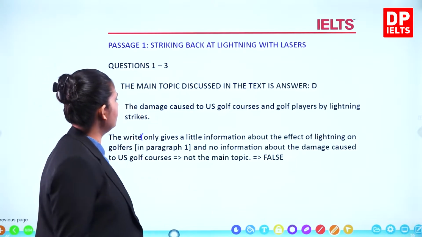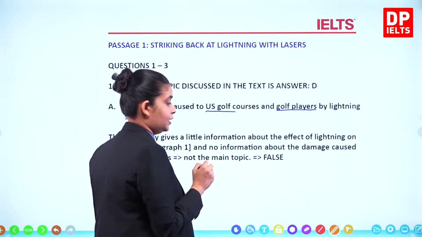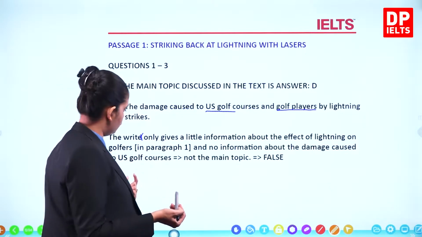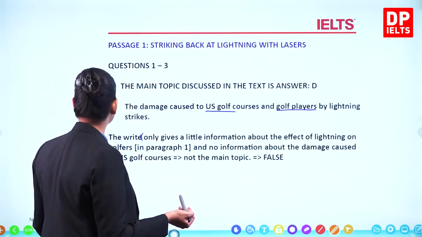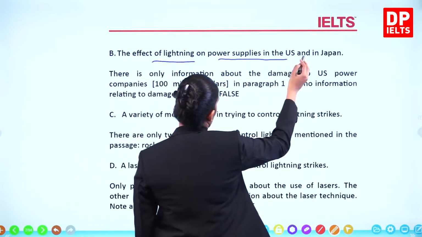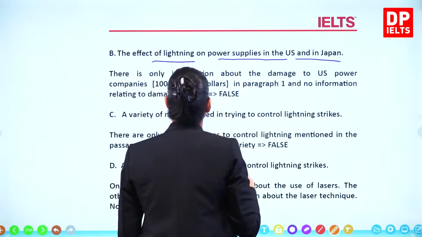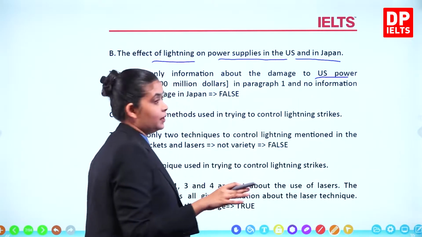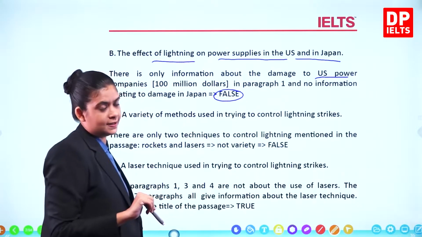So A, the damage caused to US golf courses and golf players by lightning strikes. Why is it wrong? Because in para 1, there's no information about the damage caused, especially to US golf courses, therefore it is false. B, the effect of lightning on power supplies in the US and in Japan. There's only information about the damage to the US power companies, and there's no information about the damage to Japan, so therefore the answer is false.